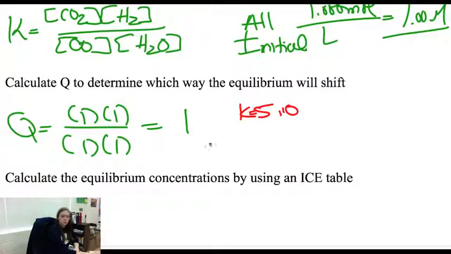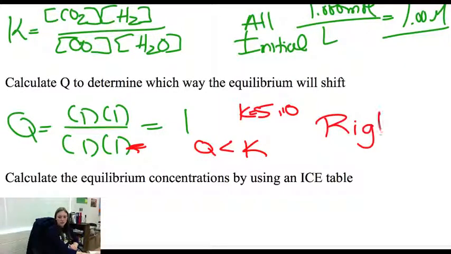Well, Q is less than K. If Q is less than K, that means that I have too many reactants. My bottom number here is too big, so it's going to shift to the right to restore my equilibrium back. Now the question becomes, how much does it shift by?